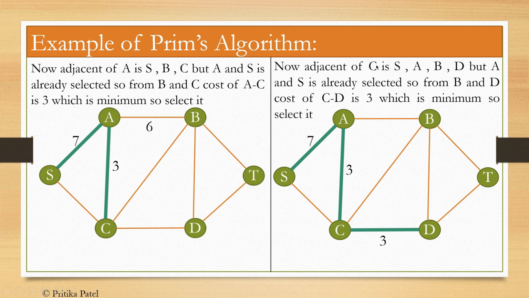Now the adjacent vertices of C are S, A, B and D. But A and S are already selected. So from B and D, the minimum weight is 3, so we choose this edge for the minimum spanning tree.